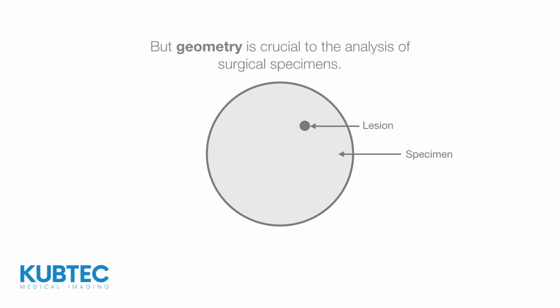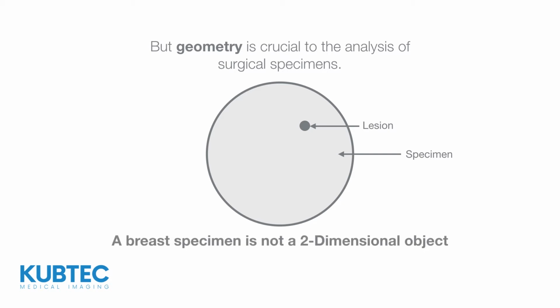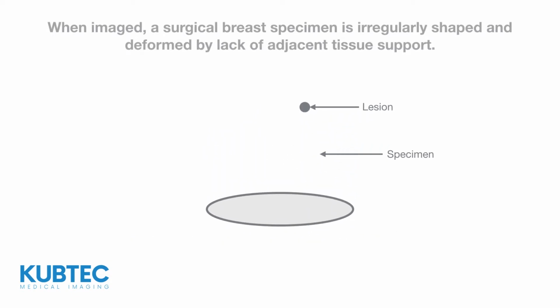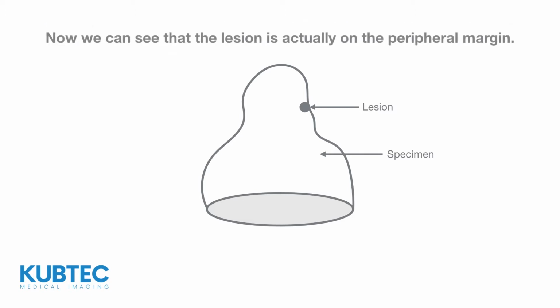But geometry is crucial to the analysis of surgical specimens, because a breast specimen is not a two-dimensional object. When imaged, a surgical breast specimen is irregularly shaped and deformed by lack of adjacent tissue support. Now we can see that the lesion is actually on the peripheral margin.